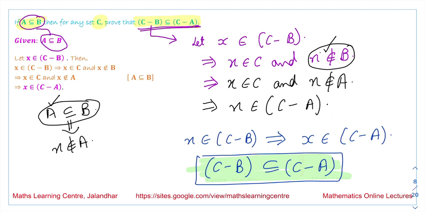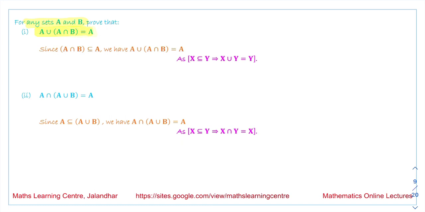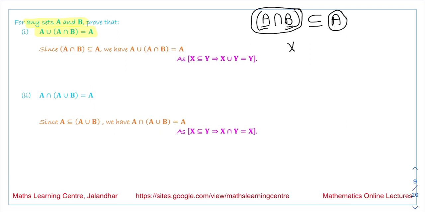Now next we have to prove that for any two sets A and B, A union (A intersection B) is equal to A. If we look at A intersection B, it is clear that it is a subset of A, because A intersection B contains the elements which are in A and in B. It means it is contained in the set A. And we know that if X is a subset of Y, then X union Y is equal to Y. This result we have already proved.